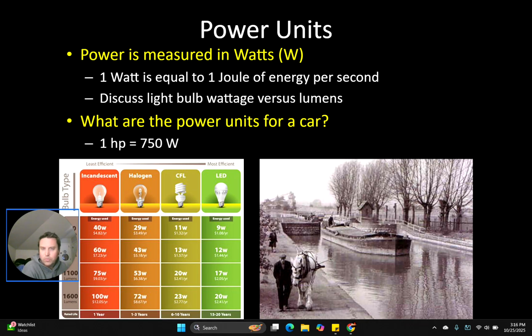What are the power units for a car? I think most of you know this. It's horsepower. So when they first came up with the engine, they were trying to sell it, right? They would say, "I have a 750-watt engine," and that doesn't mean anything to anybody because they're all using horses. So then they did some experiments and measured how much wattage a horse can do, right? You can just time it, right? Power equals work over time.